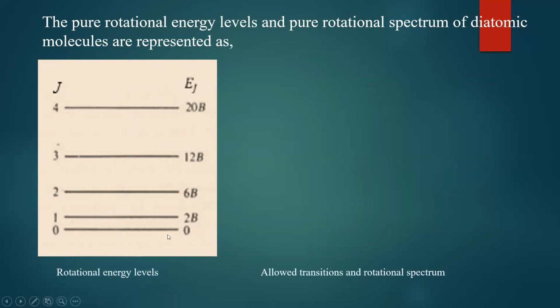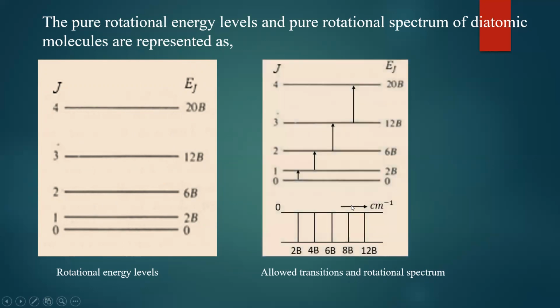So these are the energy levels, and what are the allowed transitions and how does the rotational spectrum look like? Suppose a transition takes place from one level to another level, that gives rise to absorption of electromagnetic radiation or emission of electromagnetic radiation.